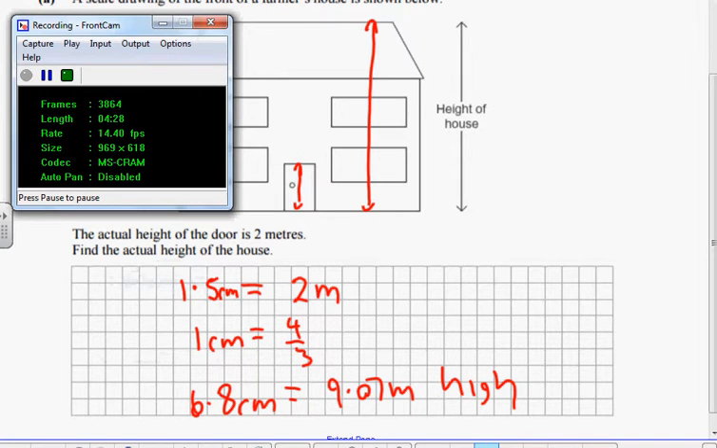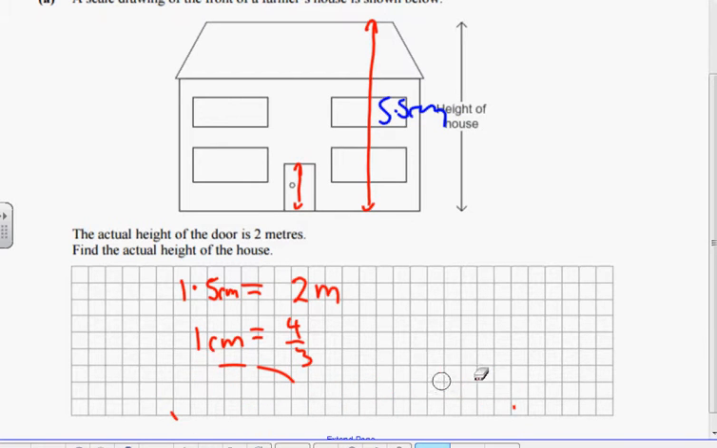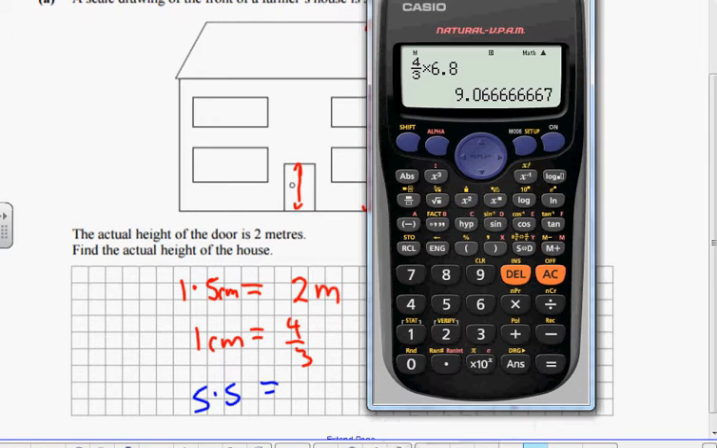Let's stop here. Quick correction. People said the house was 5.5 centimeters high. Is that correct? Yeah. So instead of getting 6.8 centimeters, which would be equivalent to 9 meters tall, we know that 1 centimeter is 4 over 3 meters. So we're going to multiply 4 over 3 by 5.5. We don't want 1 centimeter, we want 5.5, so you have to multiply by 5.5.